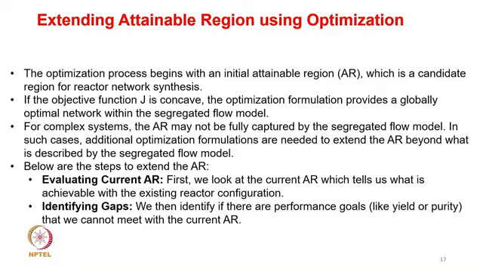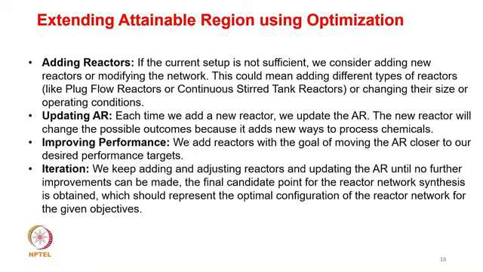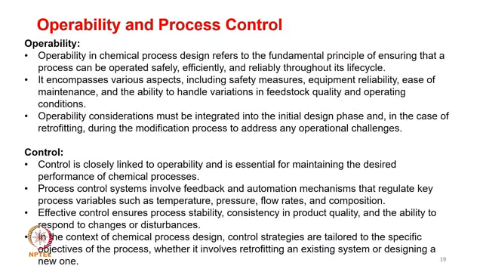So this procedure is typically done in an iterative fashion, where you start with an attainable region, okay, then once you have an attainable region available, we can evaluate it, then identify the gaps, add more reactors, and again update the attainable region iteratively until you find the desired objective.